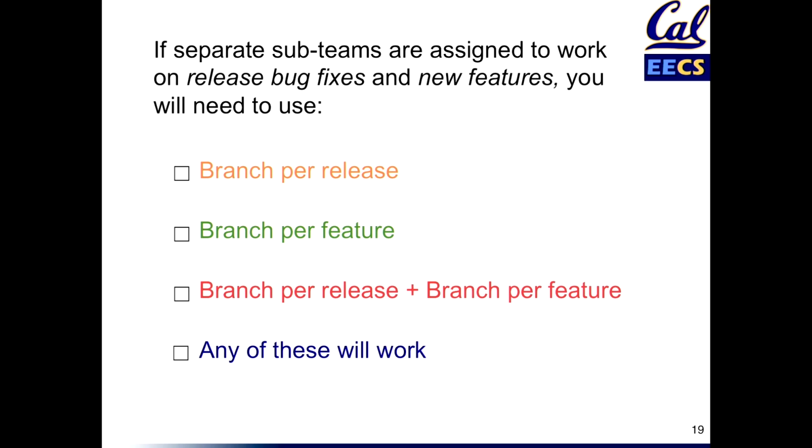OK, so here is a question about branches. If you've got separate subteams, and you've got a team for release bug fixes, and you've got a team that's just working on a new feature or features, which of these approaches would you or should you be using? Branch per release, branch per feature, both of them, or depending on the team, probably any of them would work.